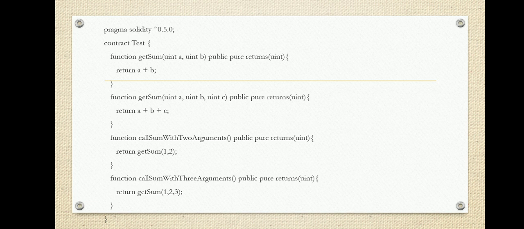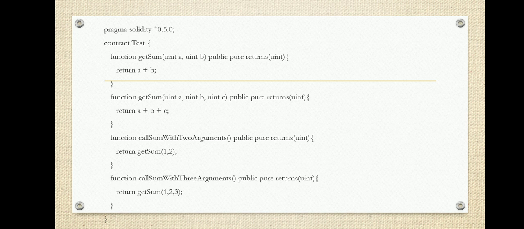After that we have one more function called getSum. You can see that the name of the function is the same, but it differs in parameters. In the first getSum function, we have two arguments. Here we have three arguments, so that is method overloading or function overloading. Here we are writing the sum of a plus b plus c.